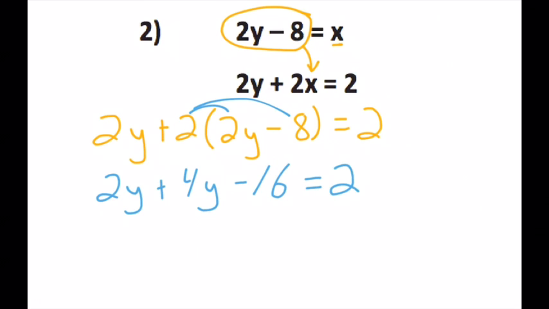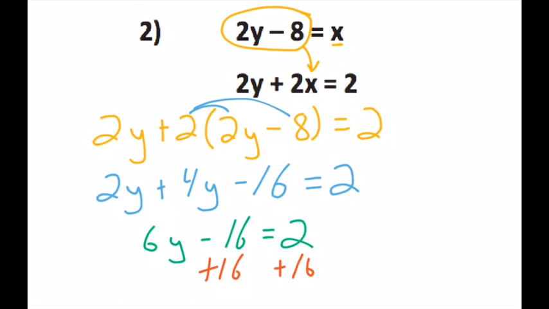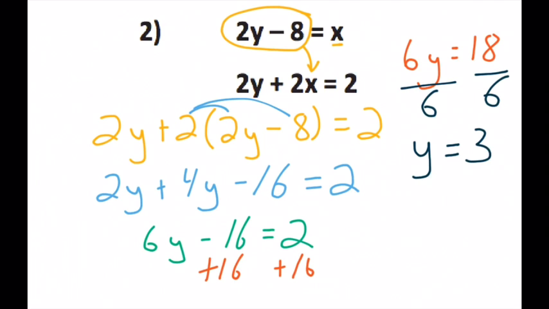Now we're going to combine like terms. 2y plus 4y is 6y, subtract 16 equals 2. Now we're going to add 16 to both sides, and we get 6y equals 18. Divide both sides by 6, and we now know that y equals 3. So in my ordered pair, I know that my y value is 3. Now I need to find my x value. So I'm going to take 3 and plug it back in up here. The easiest one to do would be the one at the top.